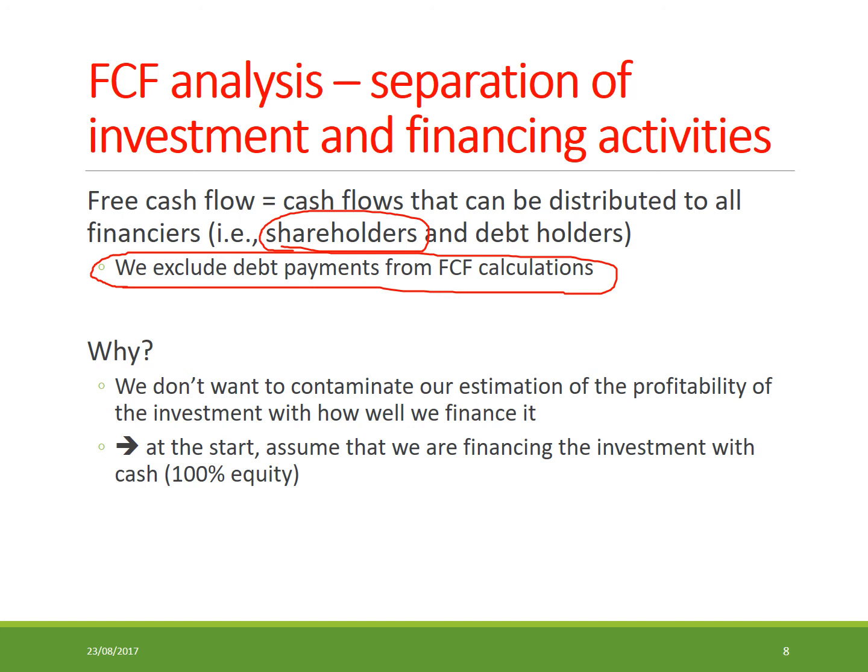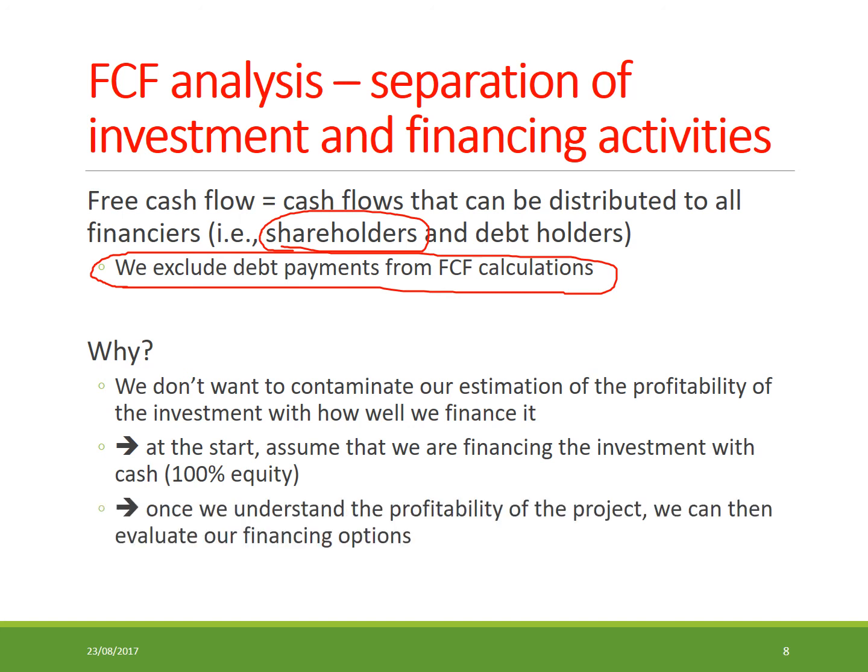Therefore, our assumption here is, if we were to isolate the investment decision from the financing decision, then at the start, when we evaluate the project, we assume that the project is financed 100% by equity. So no debt payment here. Once we work out the profitability of the project, i.e. the cash flows of the project, we can then factor in our financing option later on. So project evaluation is a two-step process where we evaluate our investment decision separately from our financing decision.